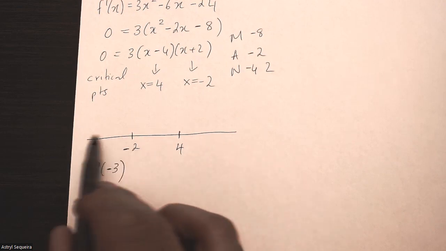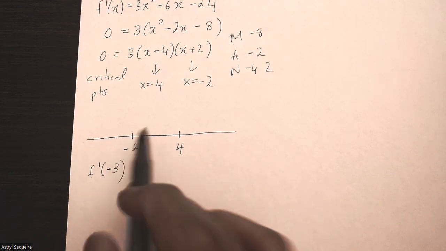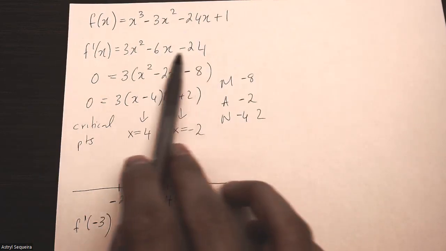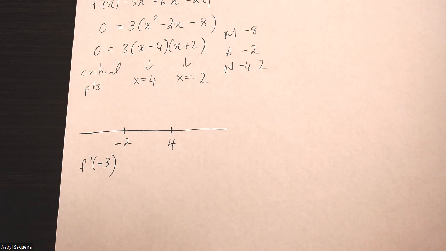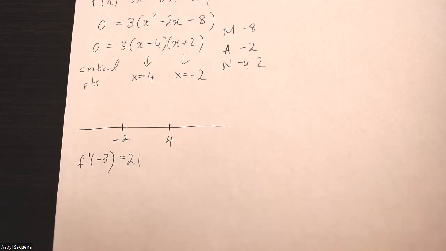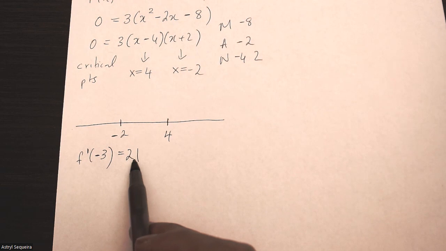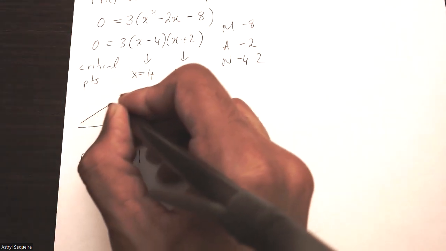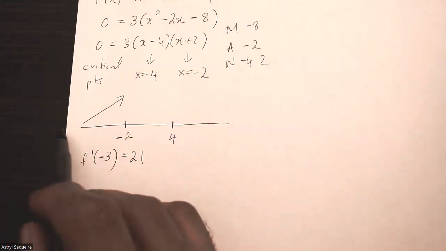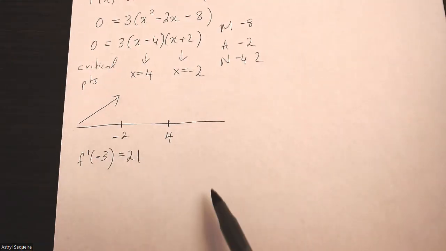You want to sub a value from negative infinity to negative 2 into the derived equation over here. So I'm going to sub in negative 3 into that equation. I'll do this in my calculator. And I get positive 21. A positive value means you're increasing. So I'm going to draw my graph going upwards from left to right because that's increasing.